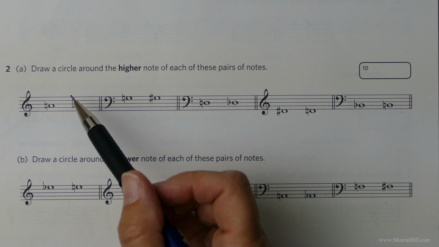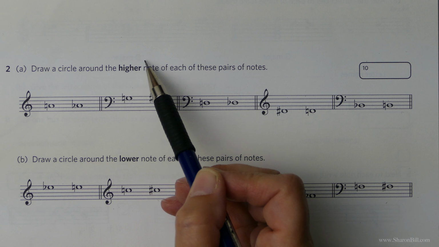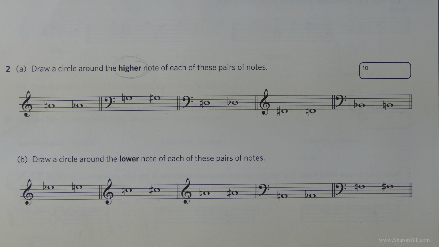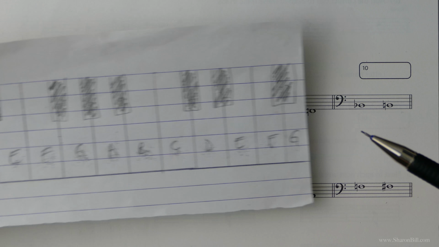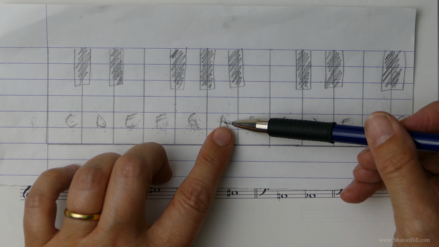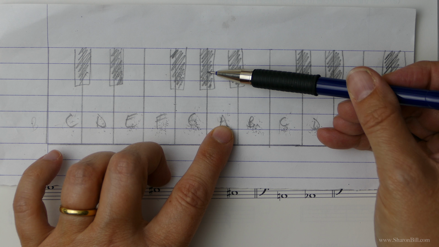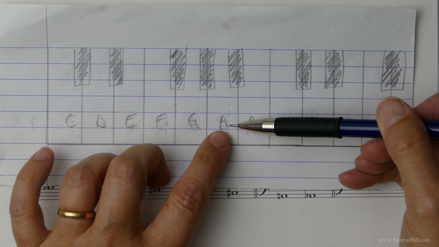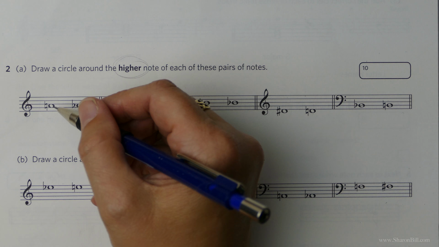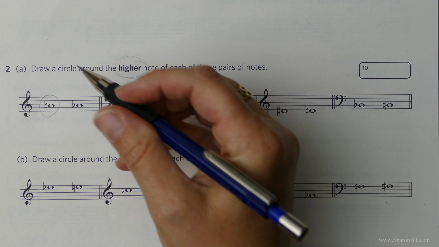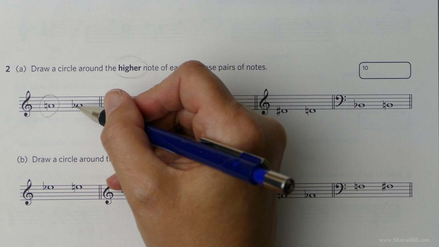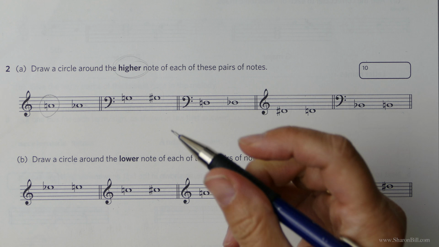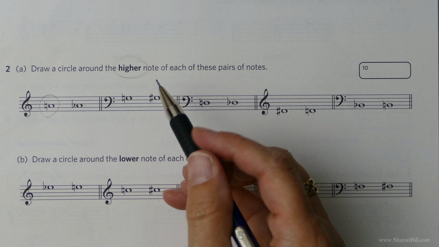And so first of all, we're asked to draw a circle around the higher note of each of these pairs of notes. And so we've got here an A natural and an A flat. So there's A natural, there's A flat. The A natural is the higher of the pair, so we need to circle that one. And also we know that a flat lowers a note by a semitone, so this must be the lowest necessarily. Let's move on.